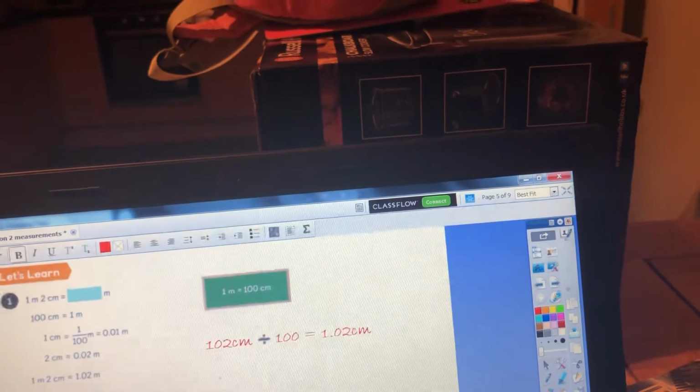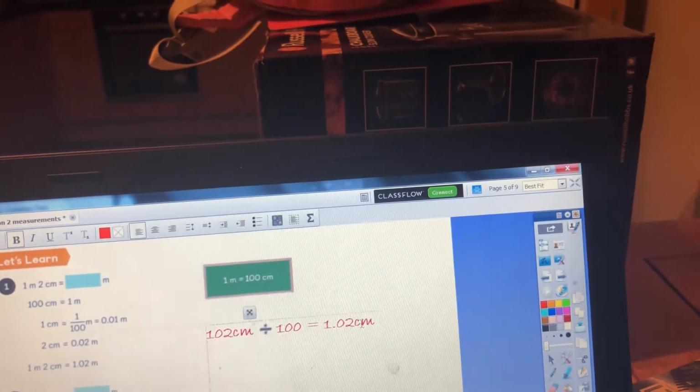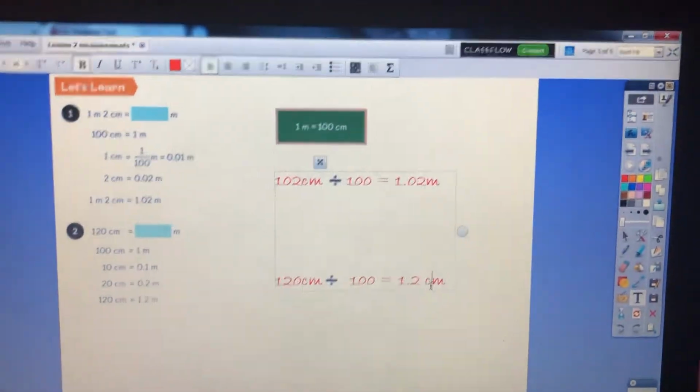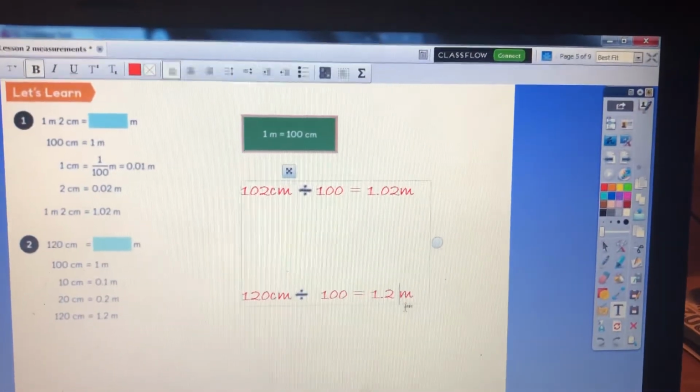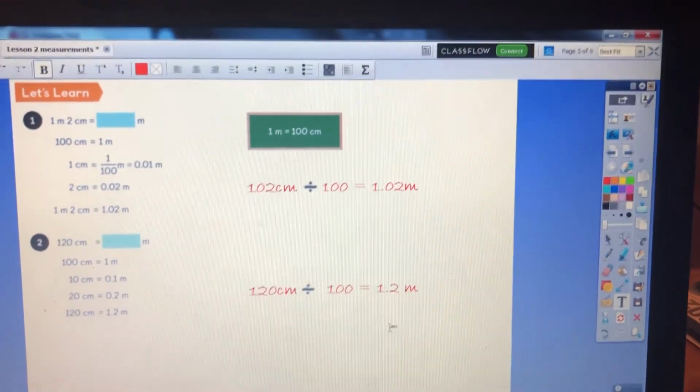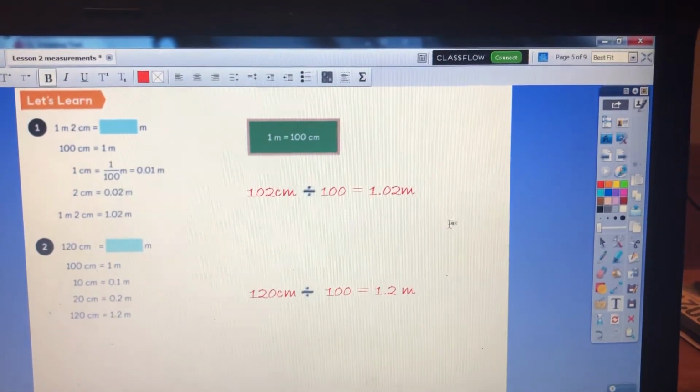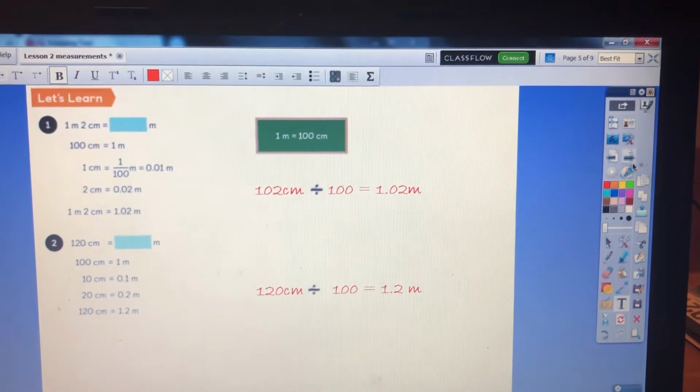Well spotted, Mr. Woolius. It is metres. So that's the first one. The second one is 120 centimetres. So again, you divide by 100 and you're left with 1.2 metres.